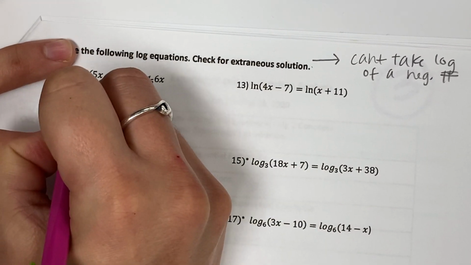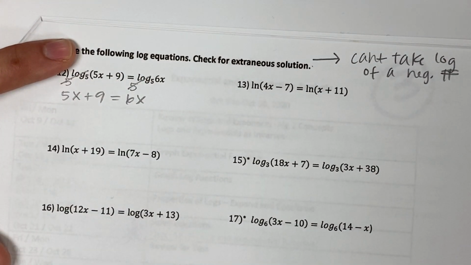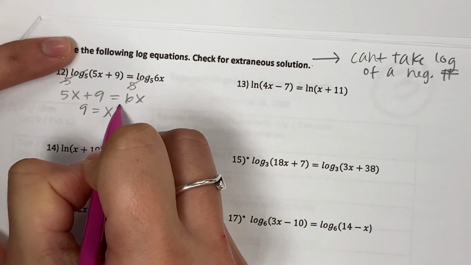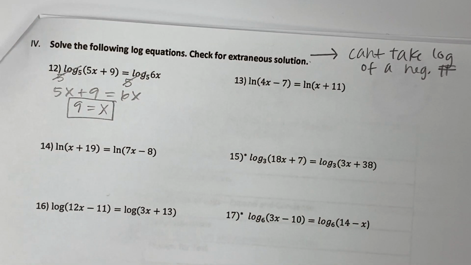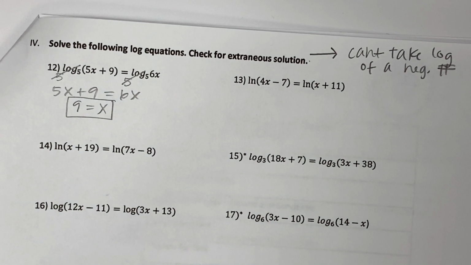So I'm left with 5x plus 9 equals 6x. And that's much easier to solve. Subtract the 5x, you're left with x equals 9. And that's it. So the goal here is you need one log on each side. Make sure they have the same base, cancel the log, solve.